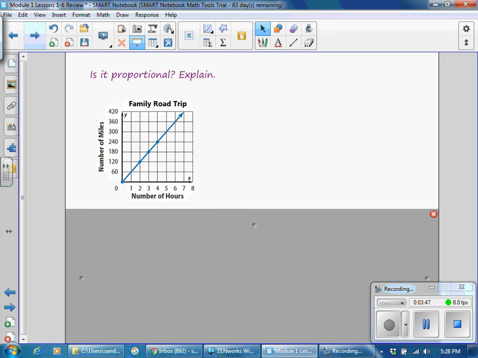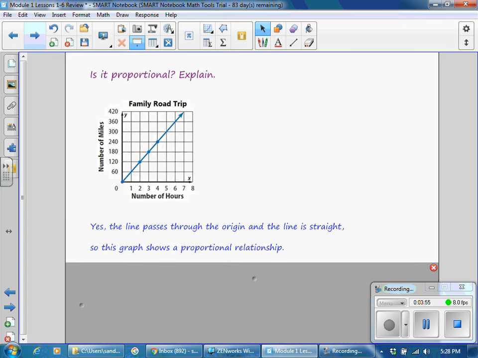Is this graph showing a proportional relationship between the number of hours and the number of miles? Yes, the line passes through the origin and the line is straight, so the graph shows a proportional relationship.